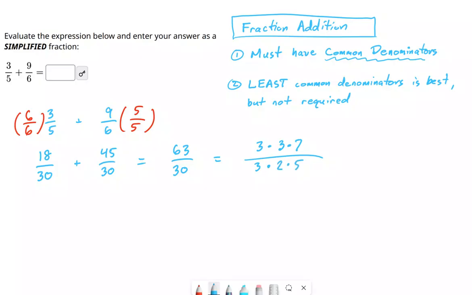If you want to build factor trees, that's fine. It's a good way to do it while you're practicing. And now look for common factors on top and bottom. I only see one. I see the number 3 on top and bottom. So we cross that out and we get 3 times 7, that's 21, and 2 times 5, that's 10. That's our answer in its reduced form.